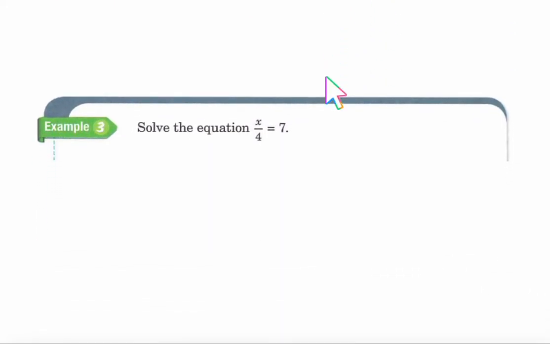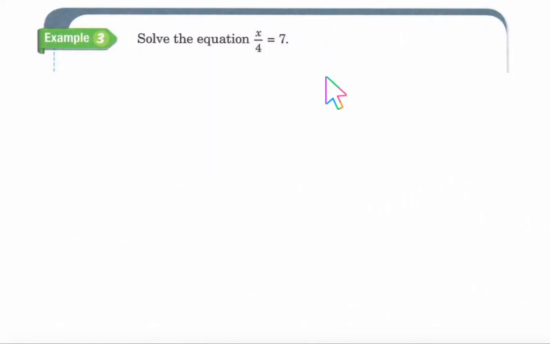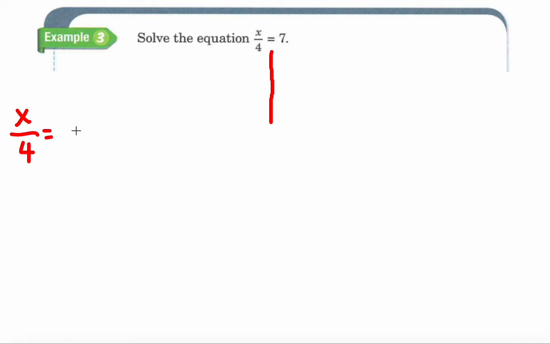Let's try example 3. Pause the video and try this one on your own first. Okay, so again, drawing a line down where my equal sign is to separate my left and right-hand side. This right here, x over 4 equals 7, really means x divided by 4. x over 4, remember, is the same as x divided by 4.